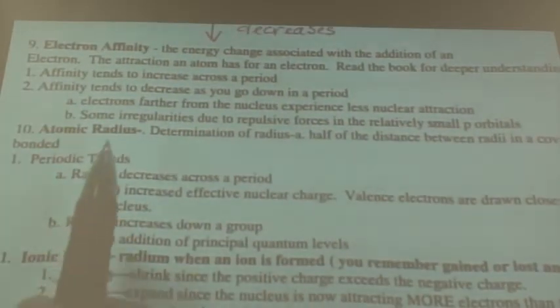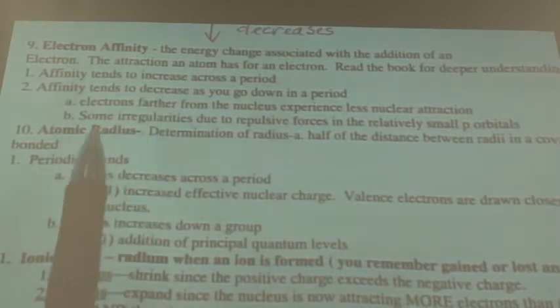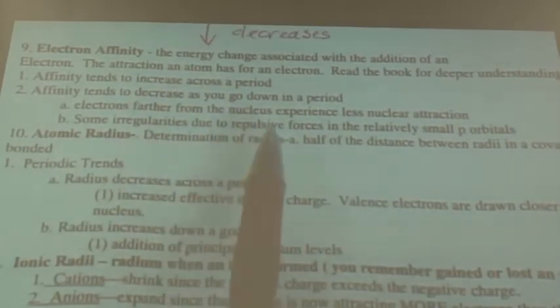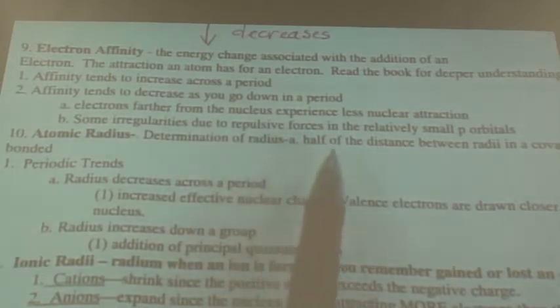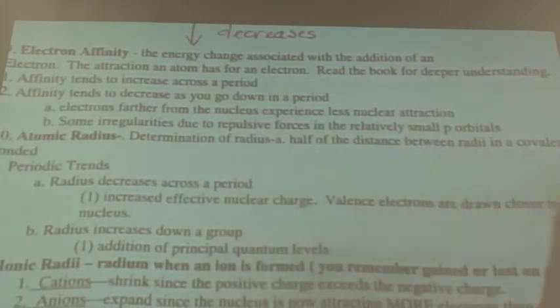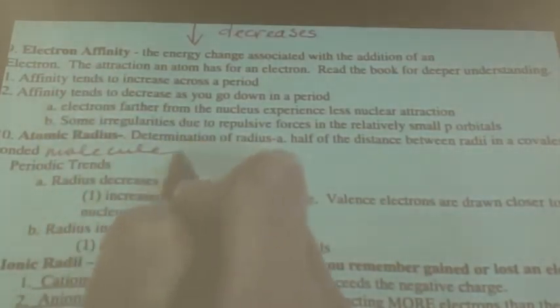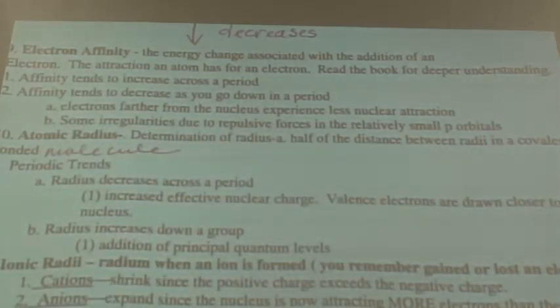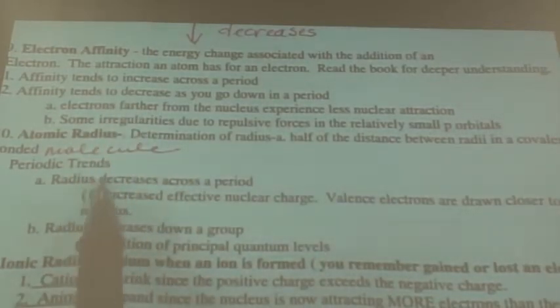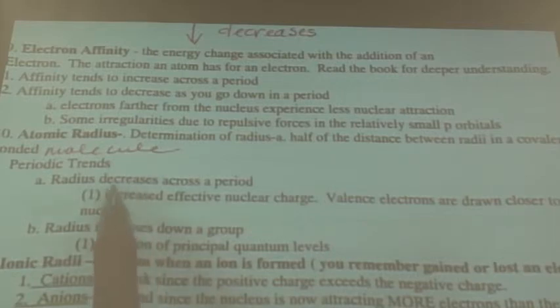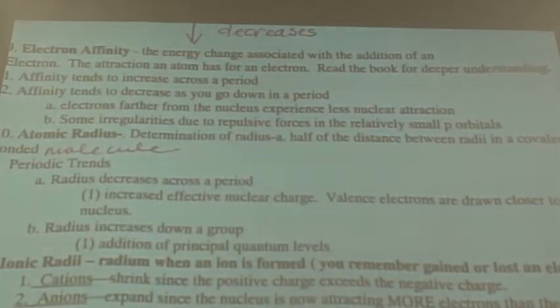Let's talk about atomic radius. Radius we can think of as size. Atomic radius in absolute terms is half the distance between the radii of a covalently bonded molecule. Here's the periodic trend. As you go across the period, it gets smaller. Why? Just remember radius decreases across the period.